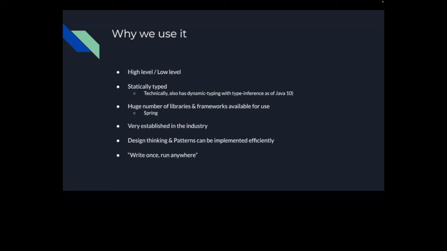A lot of the design thinking and patterns that you use when you're building your data models, or thinking about the architecture of your software, can be implemented really efficiently in Java. That's because it's got this balance between high level and low level stuff, and static typing, so that you can define in very clear terms what your architecture and what your models are for developing your piece of software.